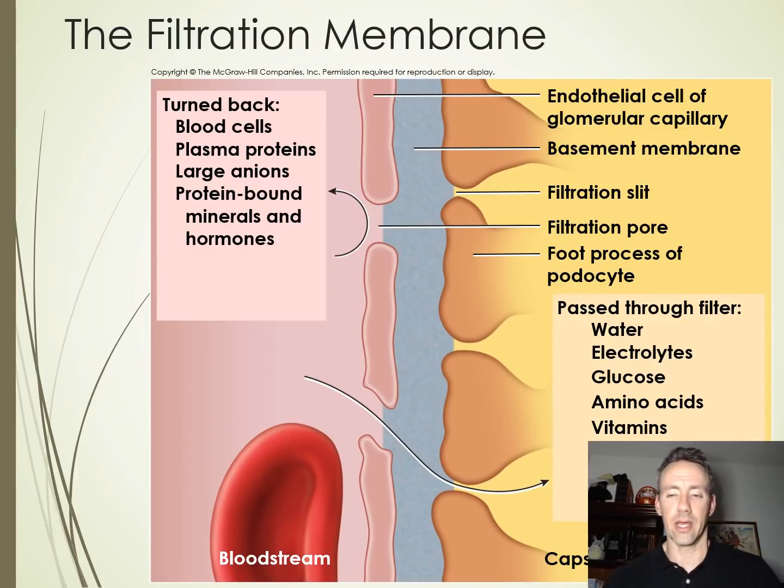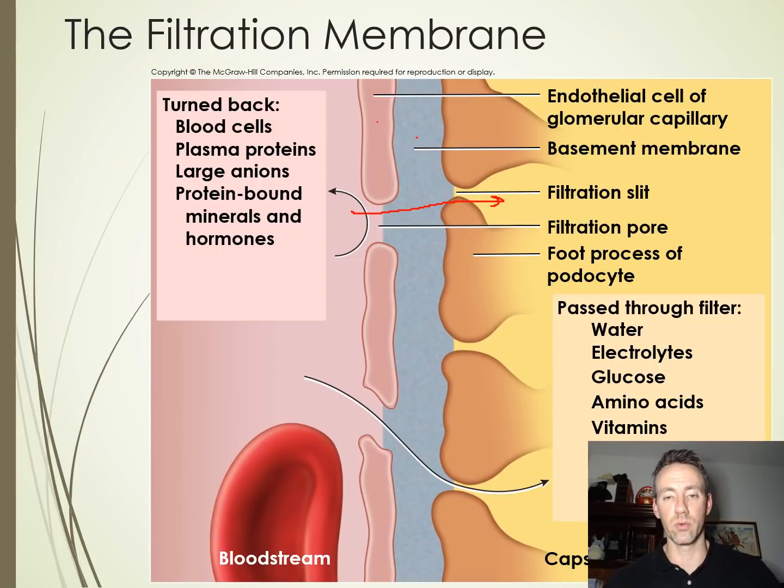This is just zooming in on the filtration membrane between the glomerular capillary and the visceral layer of the Bowman's capsule. You can see the red blood cells, which helps indicate that's our capillary there. And then you have the endothelial lining. And then between the endothelial lining, we have our filtration slits there. So again, size exclusion.